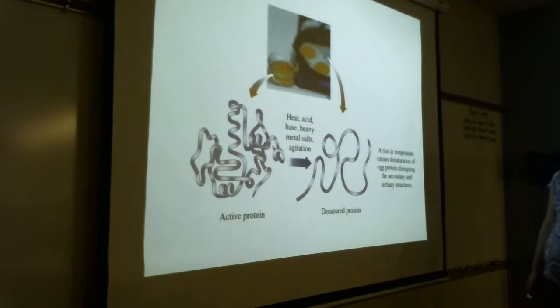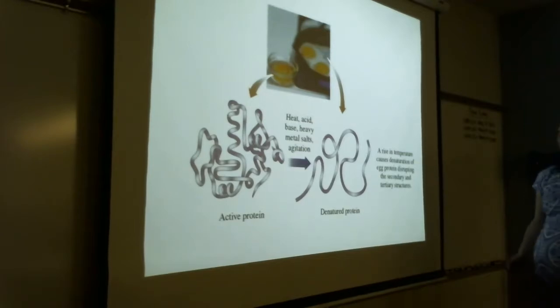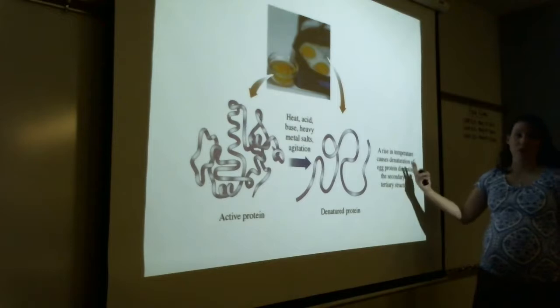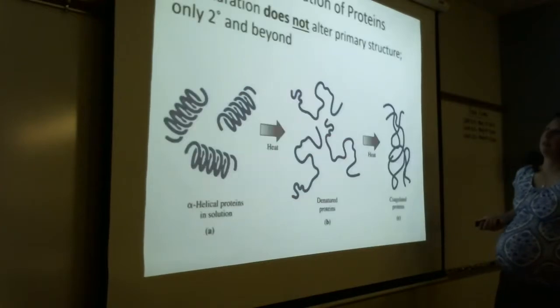And so this is a figure from your textbook. There's your active protein, heat, acid, base, heavy metals, salt, agitation, whatever, right? When you take your raw egg and you heat it, you're not breaking the bonds, you're just denaturing it, right? You're destroying that three-dimensional shape. And so now it doesn't have those tertiary structures anymore. It's got no more biological functionality.